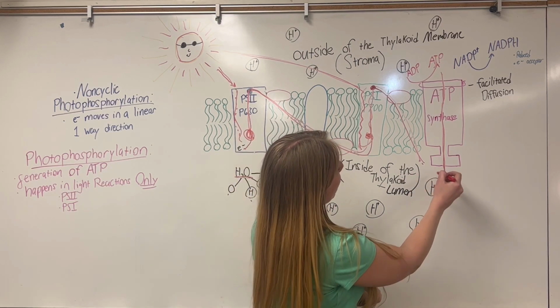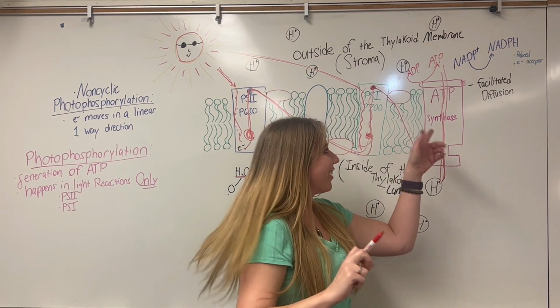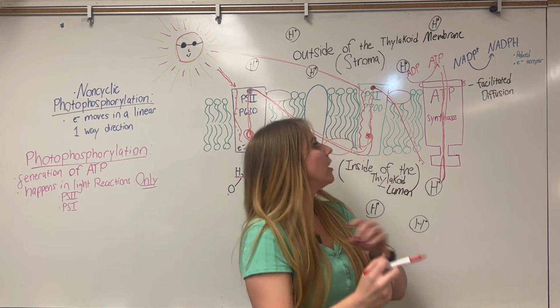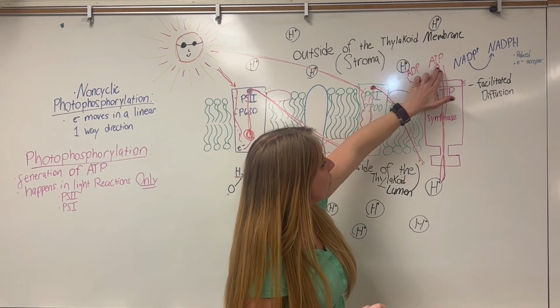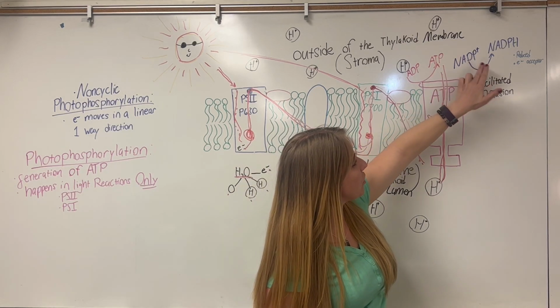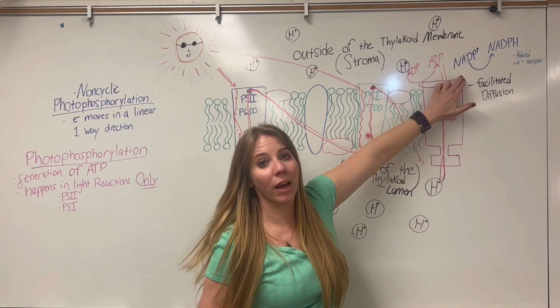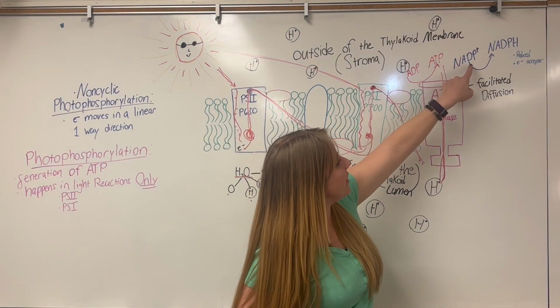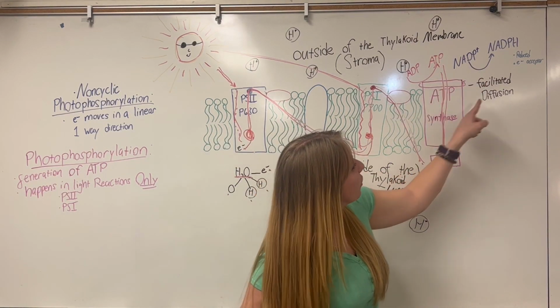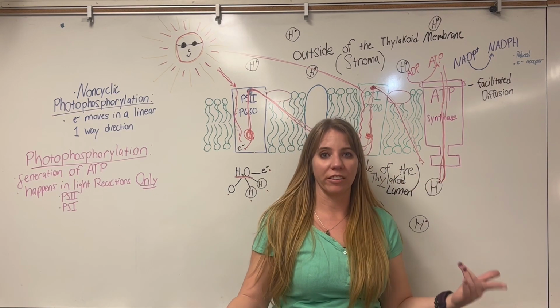All right, so we have the ATP synthase, and the hydrogens are going up through it. The ATP synthase is going to spin, and as a result we have ATP from ADP. Nope, I'm so sorry, let me go back. NADP plus is going to be reduced into NADPH, which is an electron acceptor.